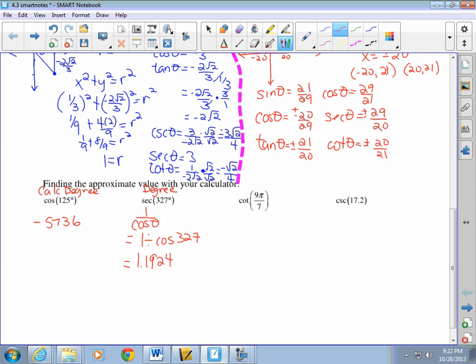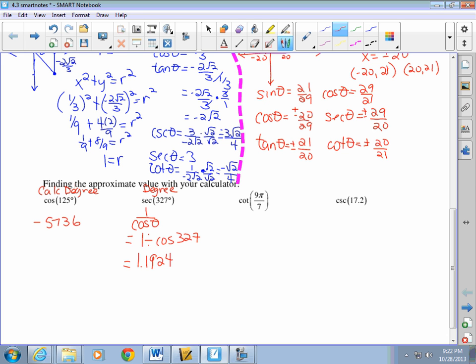Okay, cotangent of 9 pi over 7. So again, you have to change your calculator for this one to radians. So if you hit mode, go down to the third choice. I want radians, select enter, and then you're good to go. I just hit the wrong button.